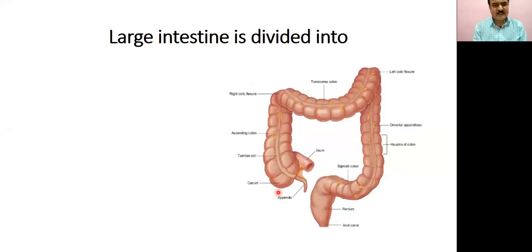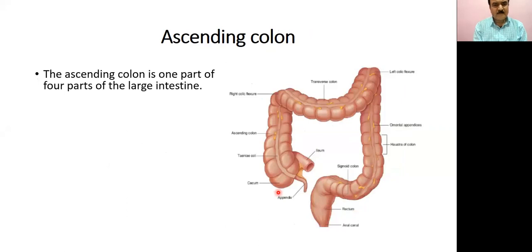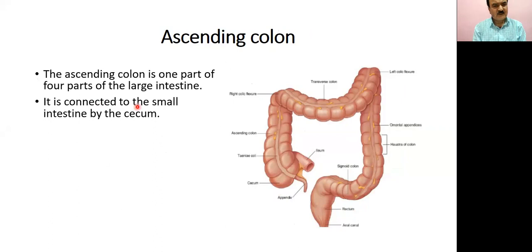This large intestine is conventionally divided into the cecum, colon, rectum, and anal canal. Coming to the first part of the colon, the ascending colon is one of the four parts of the large intestine. It is connected to the small intestine by the cecum. So here we have the small intestine, and it is connected here to the cecum, and from it ascends the ascending colon.